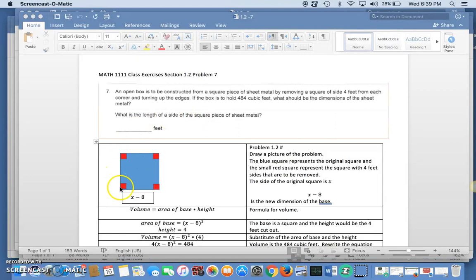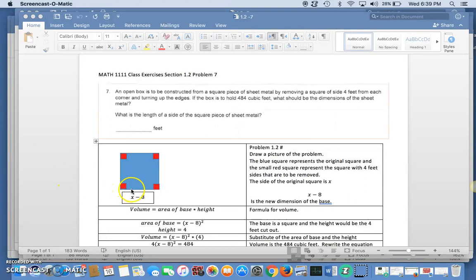Okay, that would be the big blue box, those dimensions. The little boxes that we cut out right here, it tells you that each one of those is 4 by 4. So that's what that is. And we're talking volume here. So we drew this picture to represent it.